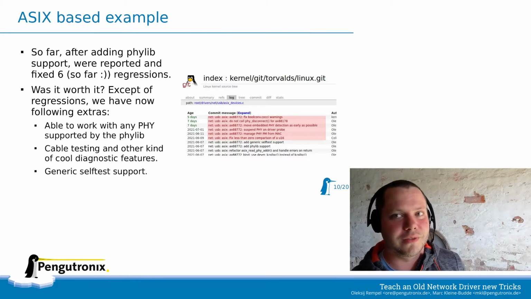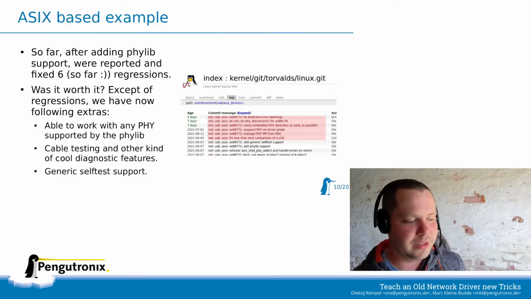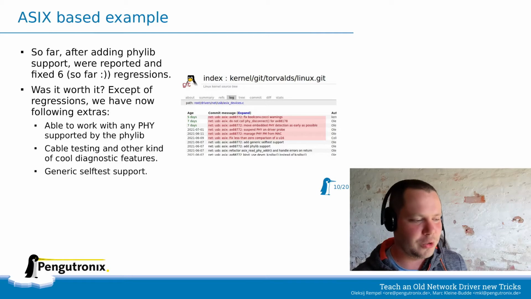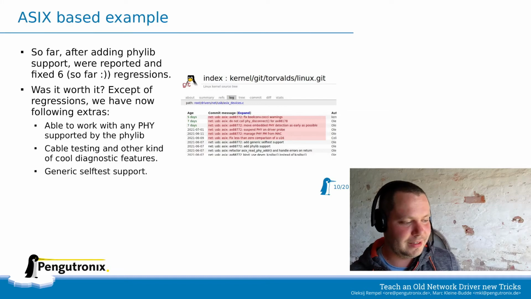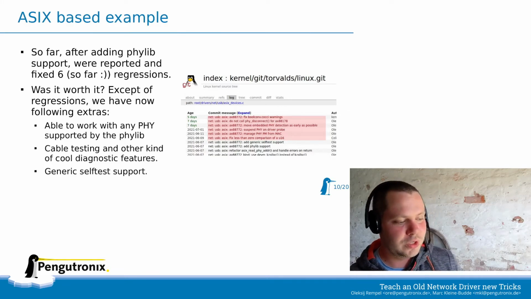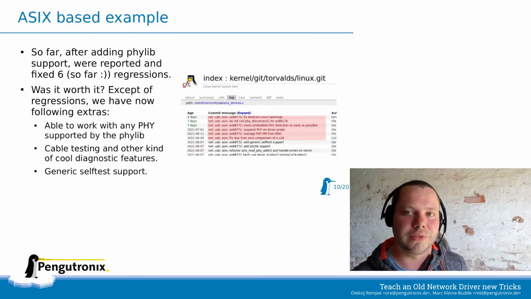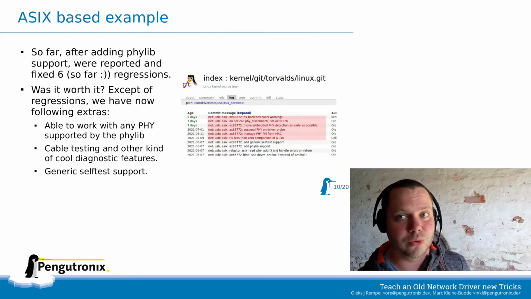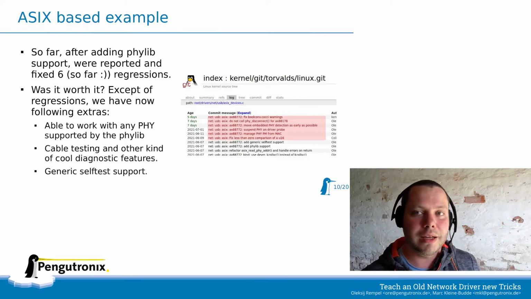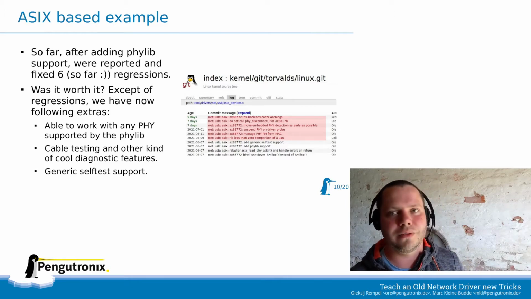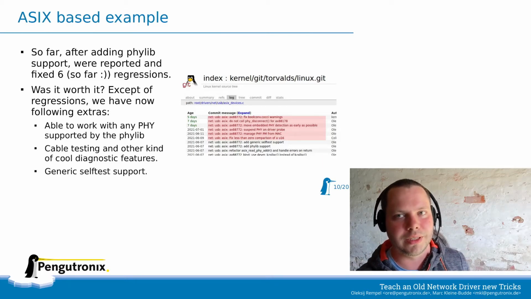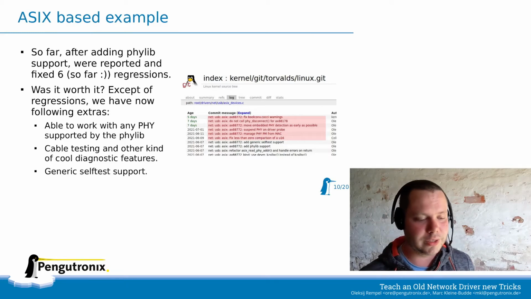And the question is, was it worth it to do this change? I mean, do the pain I caused to other people by adding these regressions did some payback? And I will say yes, it is worth it, because now we are able to support every possible PHY with the PHY framework, and we are able to do cable testing if the PHY is capable of doing this. And now the driver is using generic self-test support, so we can even run some self-tests and see if our hardware is actually working.